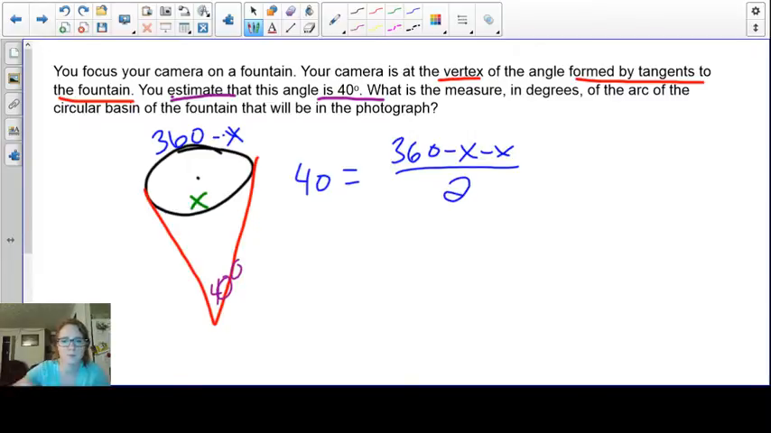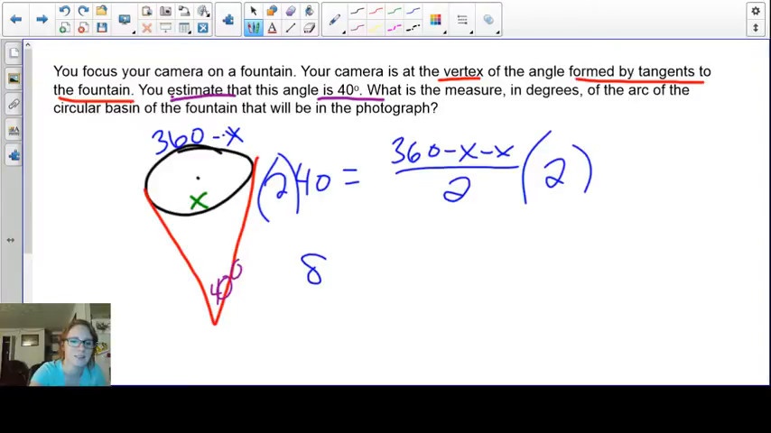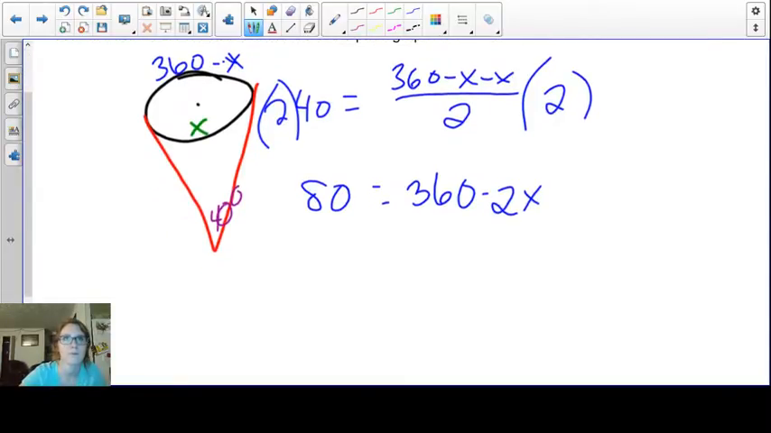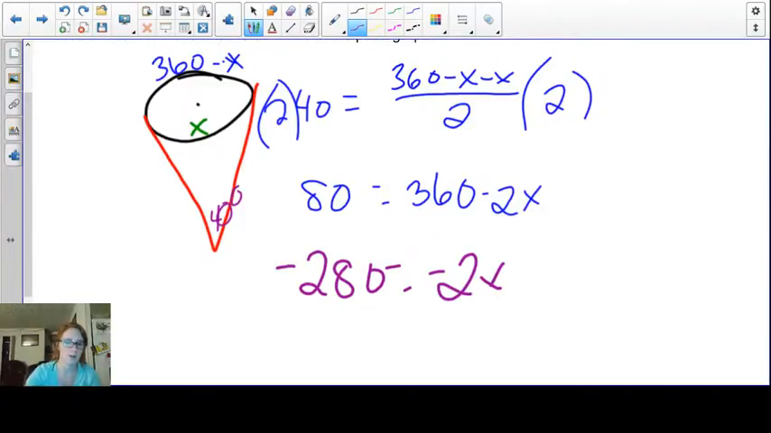All divided by 2. Well, first things first, I have a fraction. I don't like fractions, so we're going to multiply by 2. So I have 80 is equal to 360 minus 2x. So subtract over that 360. I get negative 280 is equal to negative 2x. Divide both sides by negative 2, and x is 140 degrees.